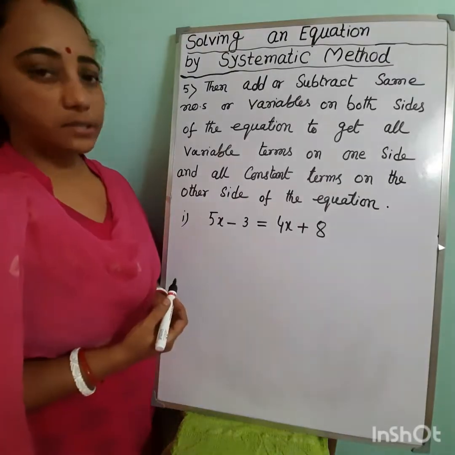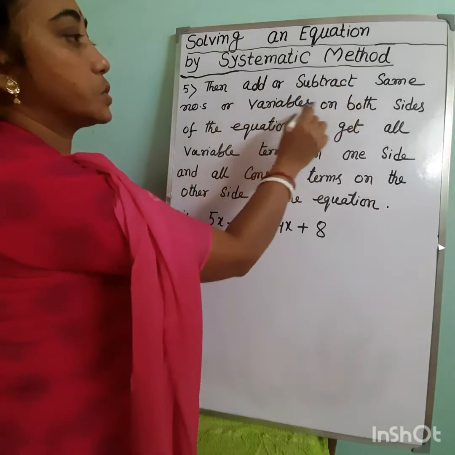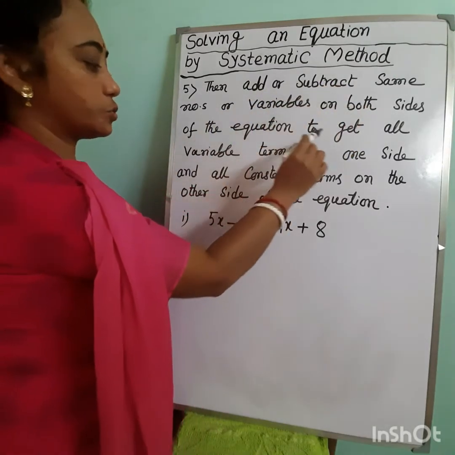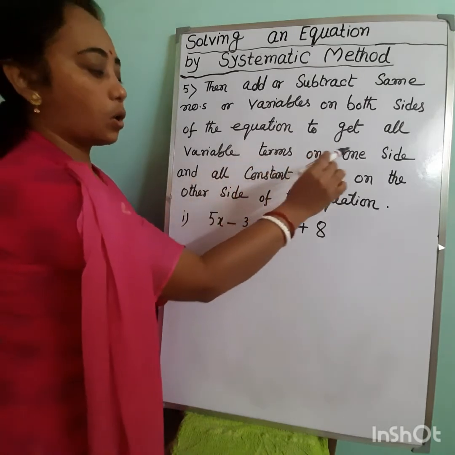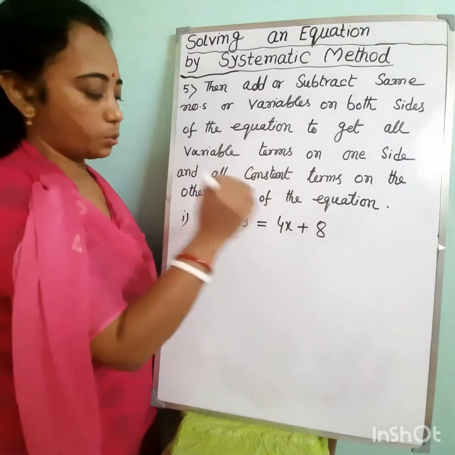Now let's see the next step. Here we add or subtract the same numbers or variables on both sides of the equation to get all variable terms on one side and all constant terms on the other side of the equation.